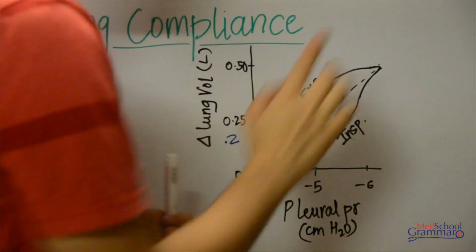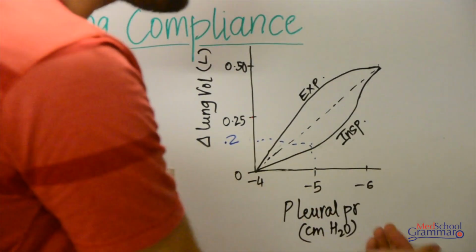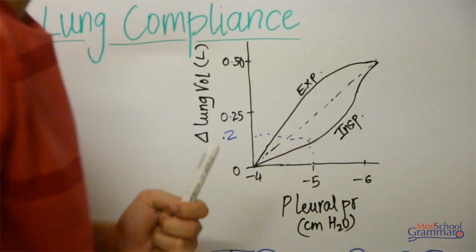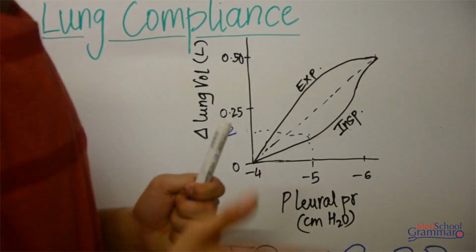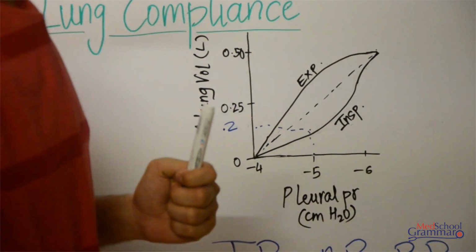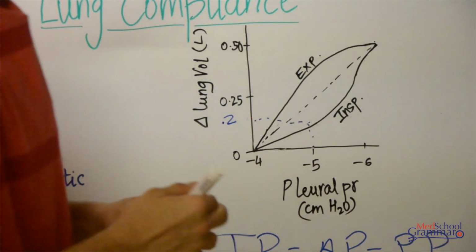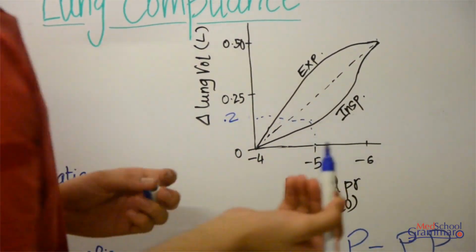This is the inspiratory curve. During inspiration, the pleural pressure keeps on decreasing and the lung volume keeps on increasing. This is the graph that you obtain. During expiration, the pleural pressure keeps on moving towards the positive side, that means it becomes less negative or more positive. So the graph moves from here to here.